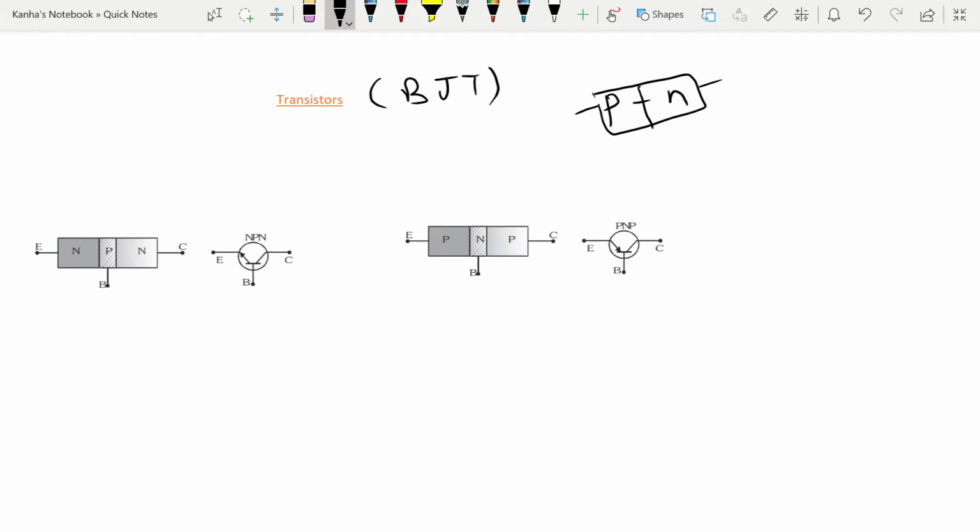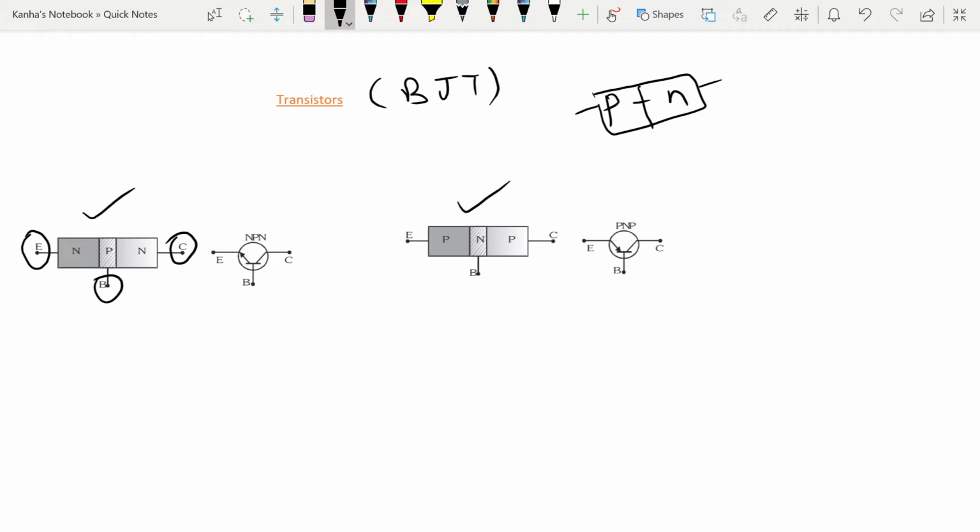Now it can come in two configurations, either NPN, in which a P type material is sandwiched between two N type materials, or it can come in a variation of PNP, where an N type material is sandwiched between P type material. Now the essential features of a transistor are the emitter, base and collector regions. So the emitter region is highly doped, the base region is lightly doped, and the collector region is moderately doped.